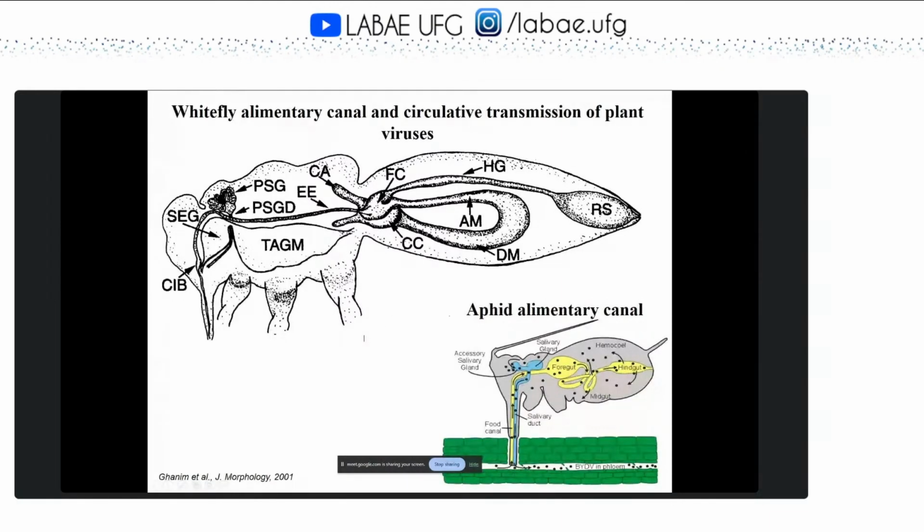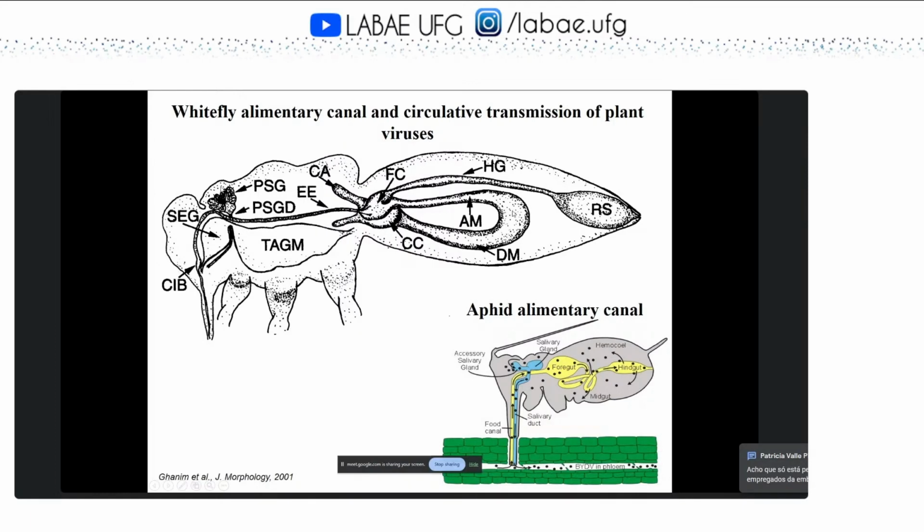The conclusion of this paper is drawn here. When we look inside the whitefly, you can see the head. The whiteflies usually feed from leaves through the stylet, and the viruses that are taken from the plant are acquired from the phloem by the stylets. They reach the gut, the midgut that you can see here.